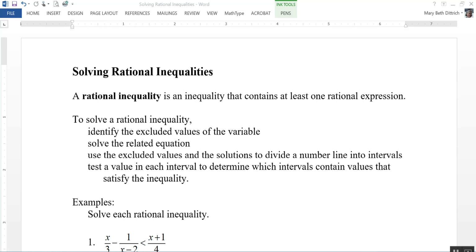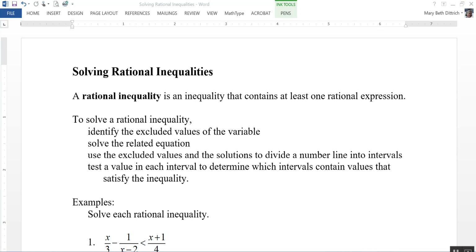First of all, we want to identify the excluded value or values of the variable. In other words, what values of x make any denominators equal to 0. Then we're going to solve the related equation. We're going to ignore temporarily the fact that it's an inequality, has a less than or a greater than sign, and solve it as though it were an equation.